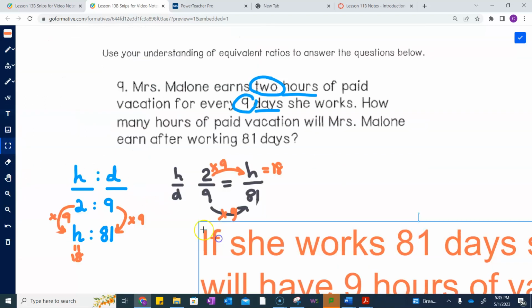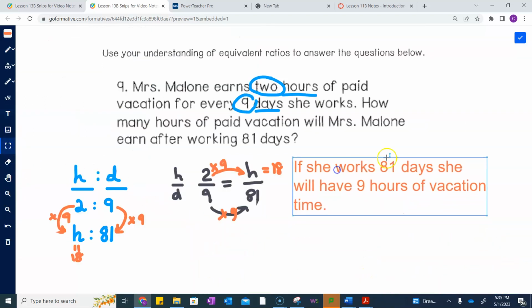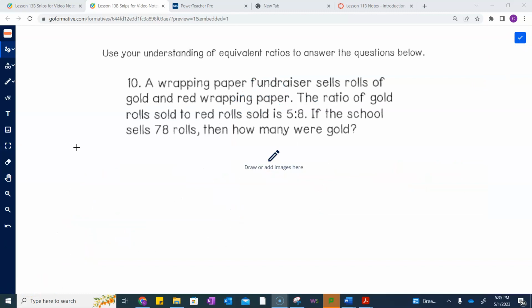So that's an equivalent ratio. We use equivalent ratios to scale up or scale down. In this case, we scaled up. Okay, we're going to use our understanding of equivalent ratios to answer the questions below.